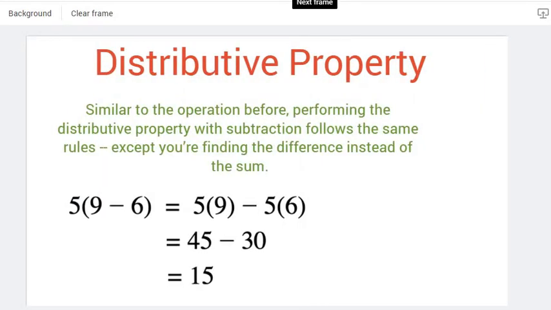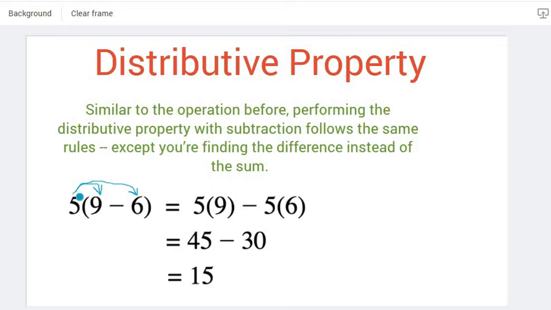Alright, similar to the operation before, or addition, the distributive property can also be used when you're working with the difference of two numbers in brackets. So say for example, you're asked to find 5 in brackets 9 minus 6. So you distribute the 5, or you share out the 5, because the word distributive comes from the word distribute, which means to share or to split up into parts.